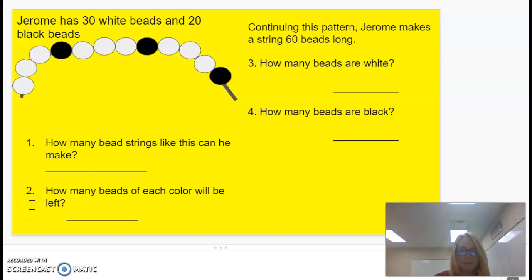The next question asks how many beads of each color will be left. Well, you've got 30 minus 27 is equal to 3 white beads left over, and 20 minus 9 is 11 black beads. The next question tells us that Jerome now has 60 beads total and is 5 strings long.